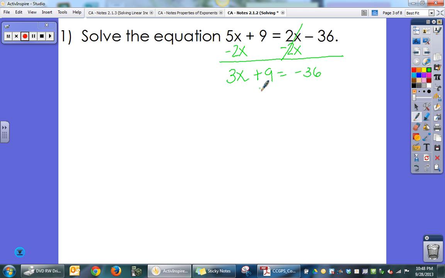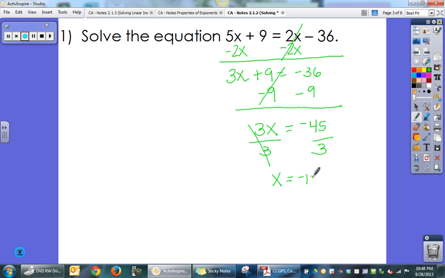Next, I'm going to move my 9 to the other side so that my constants are together on the right-hand side. So 3x equals negative 36 minus 9, which is going to be negative 45. And then dividing by 3, I end up with x equals negative 15.